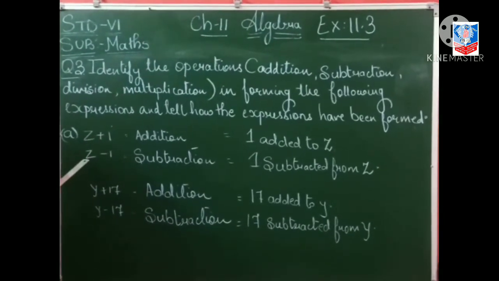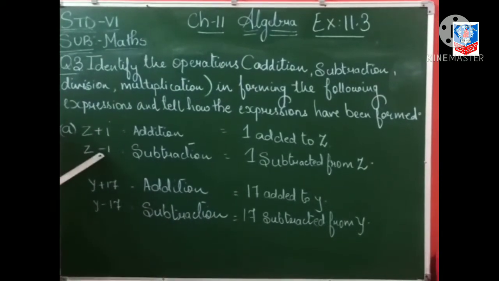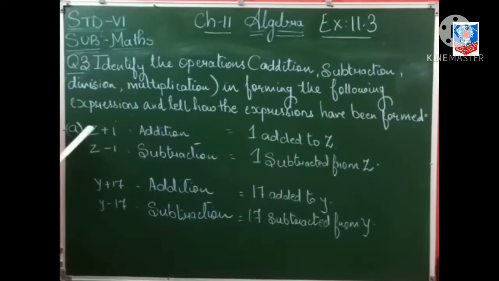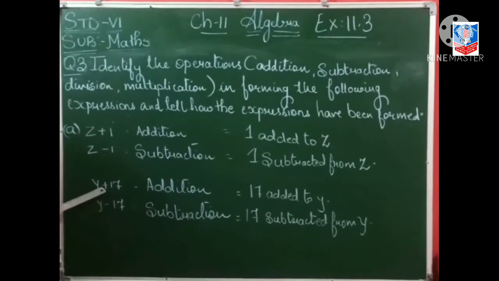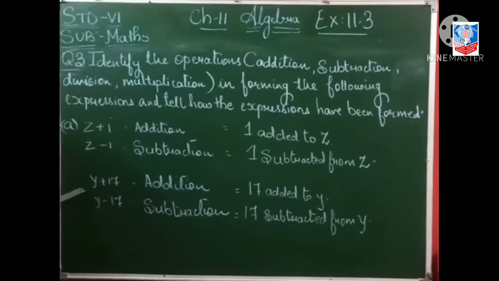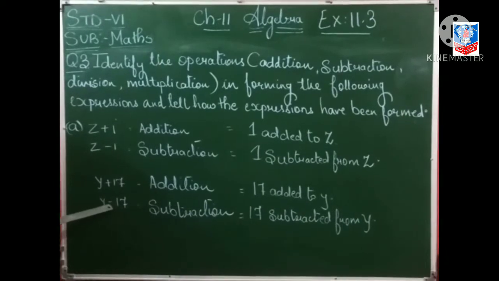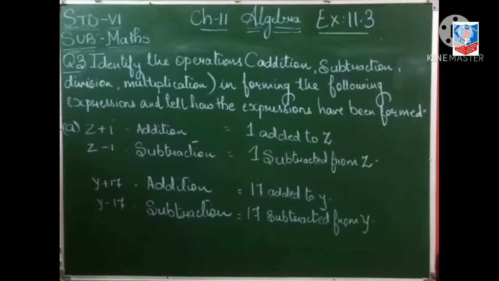Now see the second, z minus 1. Operation is subtraction. 1 subtracted from z. y plus 17: operation is addition, 17 added to y. y minus 17: subtraction, and 17 subtracted from y.